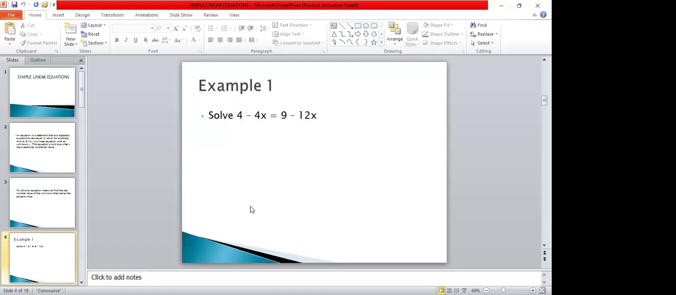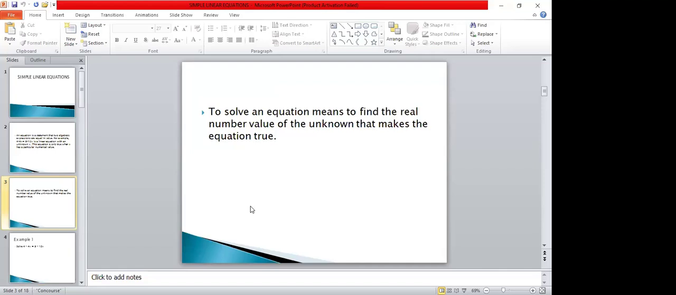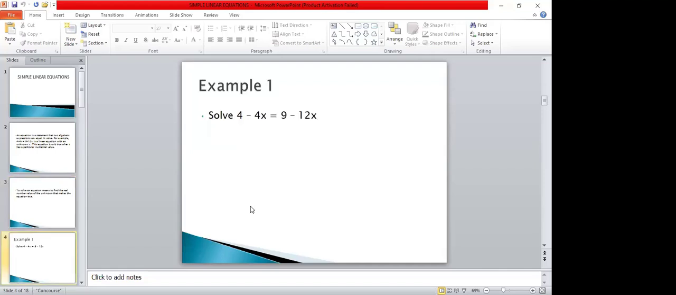Okay, with an unknown, just this x. This example is what I asked you to read. Don't worry. We are asked to solve this equation: 4 minus 4x equals 9 minus 12x.